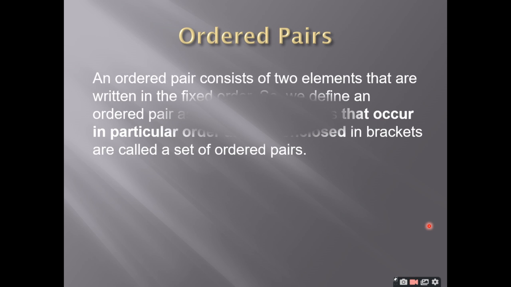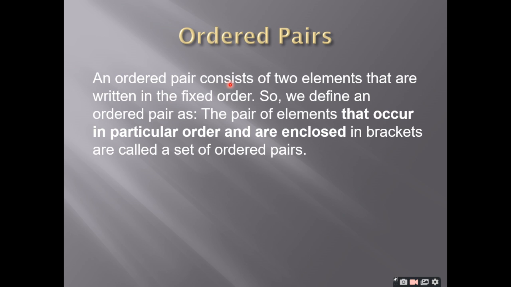The first topic which we are going to discuss is ordered pair. An ordered pair consists of two elements that are written in fixed order. So we define an ordered pair as the pair of elements that occur in particular order and are enclosed in brackets are called a set of ordered pairs.